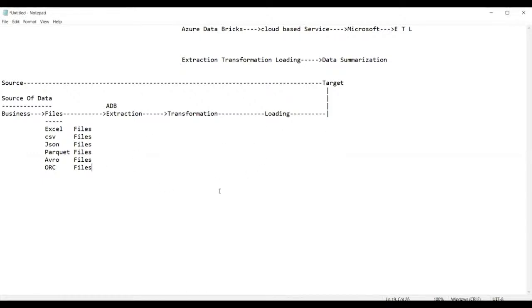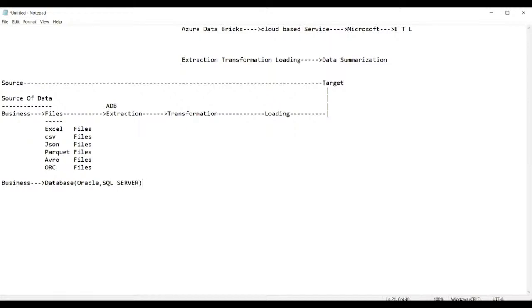Now, guys, apart from getting the data from the files, we can also get the data from the business in the form of what? Database. The database can be an Oracle database, it can be the SQL Server database, it can be any type of database you have.